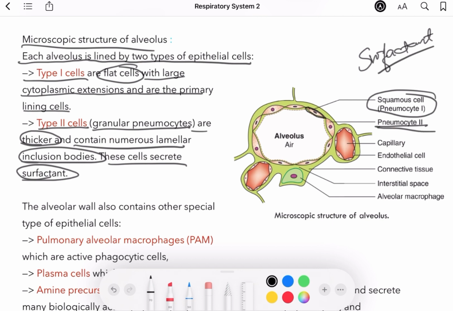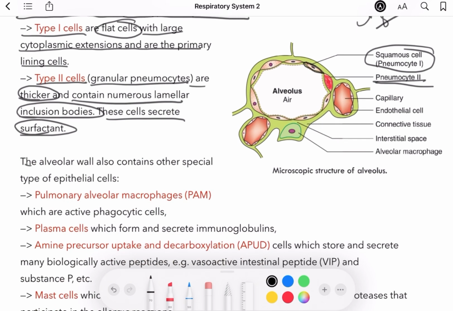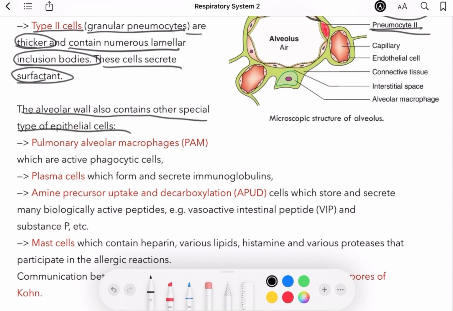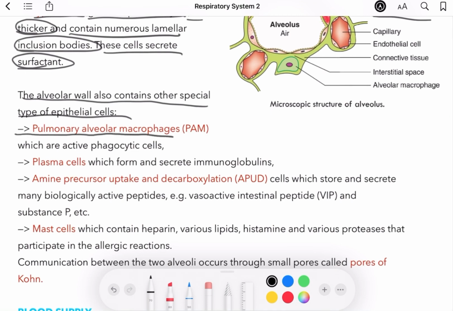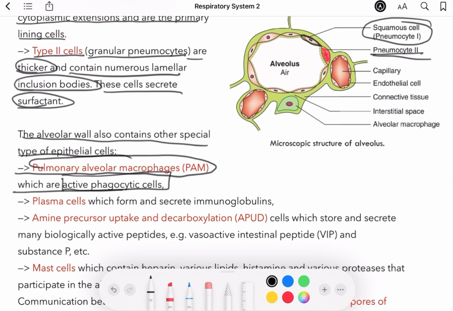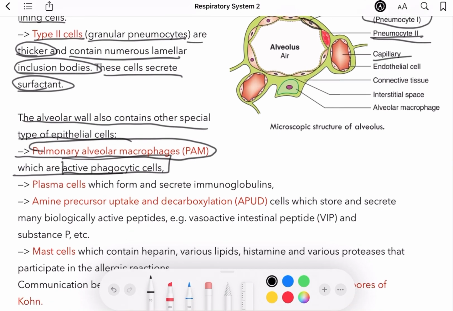So this is the pneumocyte. This layer, which I have shown in red color, secretes surfactant. The alveolar wall also contains other special types of cells. First are pulmonary alveolar macrophages, PAM, which are active phagocytic cells, meaning they eat foreign particles. Phagocytosis is the process known as engulfing. That is PAM. This is the capillary.